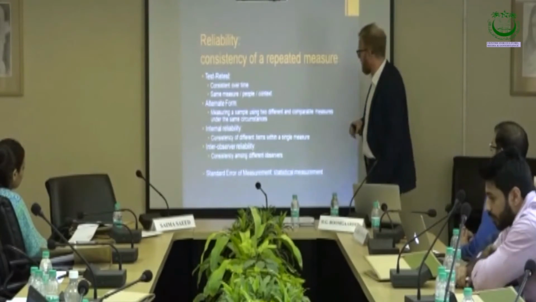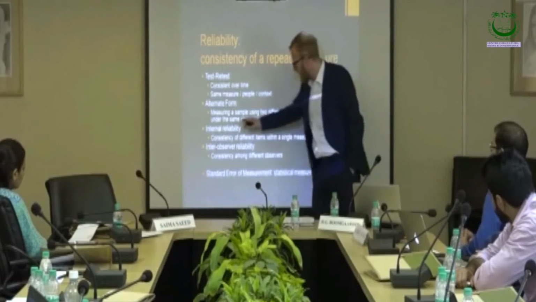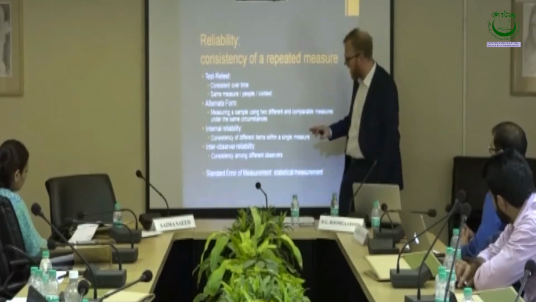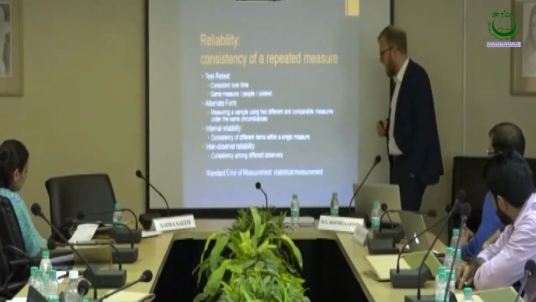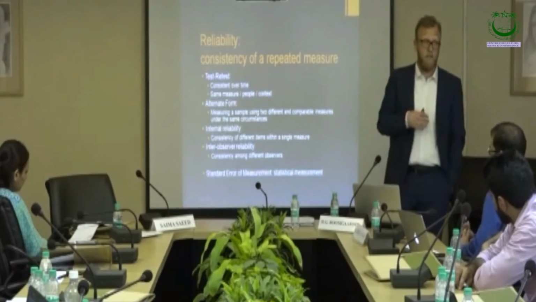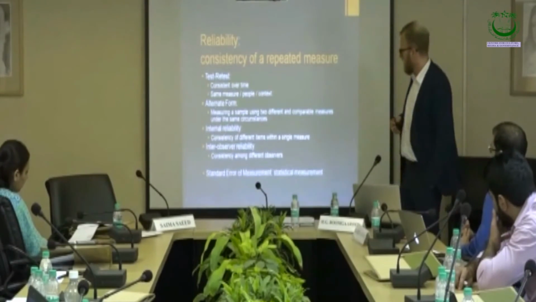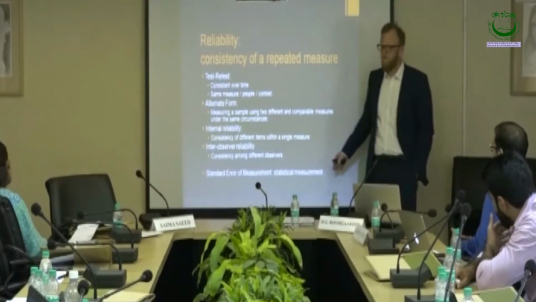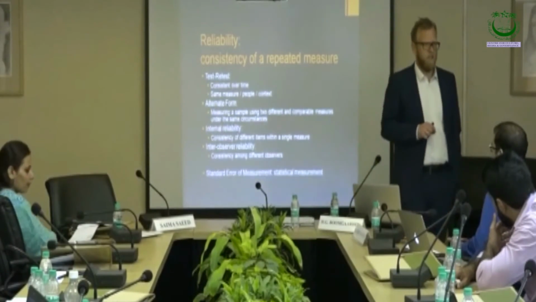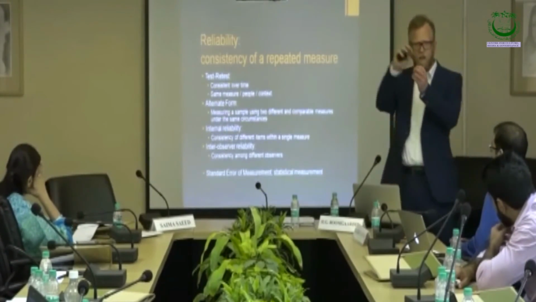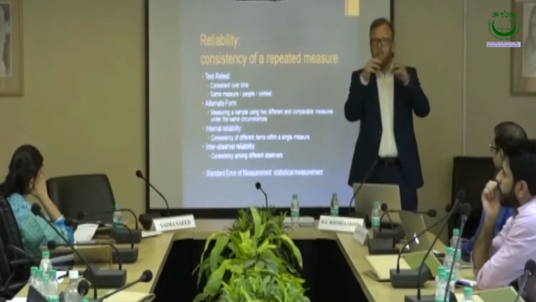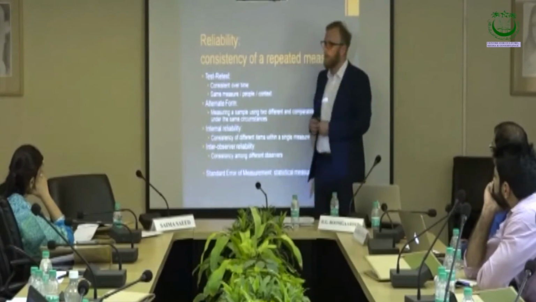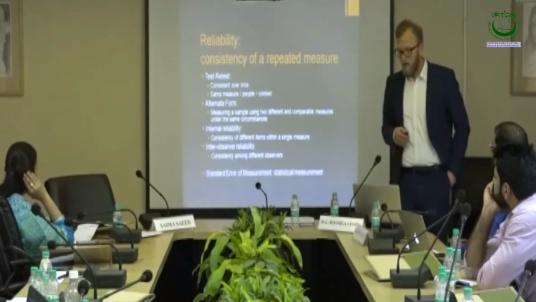Alternative form: measuring a sample using 2 different comparable measures. Internal reliability, consistency of different items within a single measure, is something we'll get into when we talk about scale development. Inter-observer reliability is consistency among different observers. That's very important when we come to content analysis, for instance, and we'll talk about that. And many of the things you can get at with standard errors of measurement. So comparing the different measures to each other and seeing how much they diverge from each other, how much in a statistical sense standard error occurs, in a very simple manner.